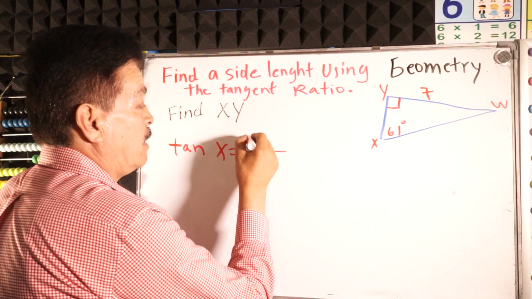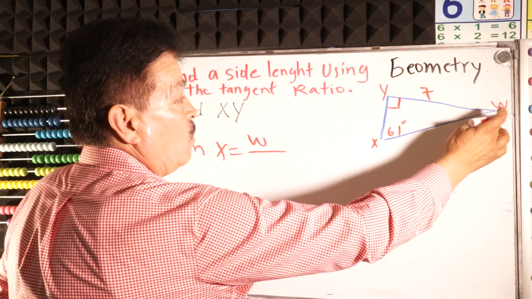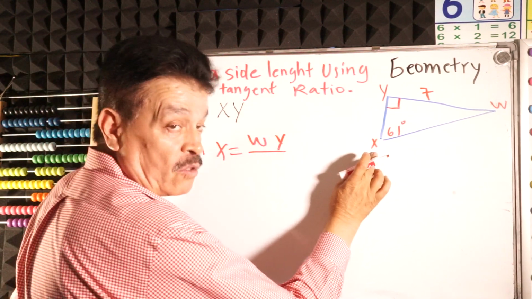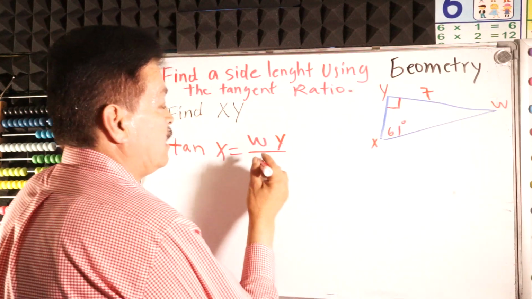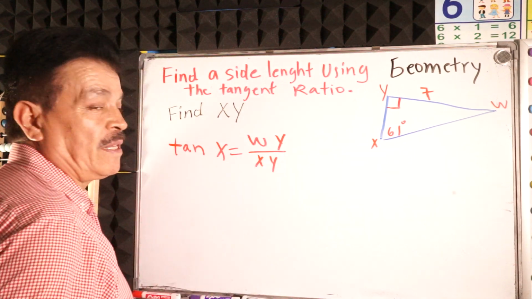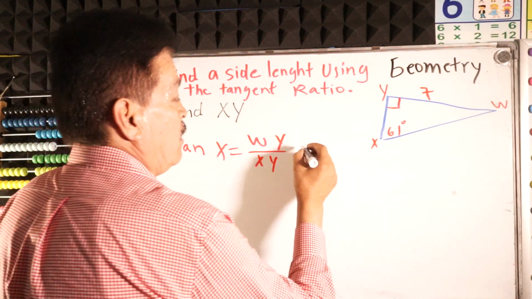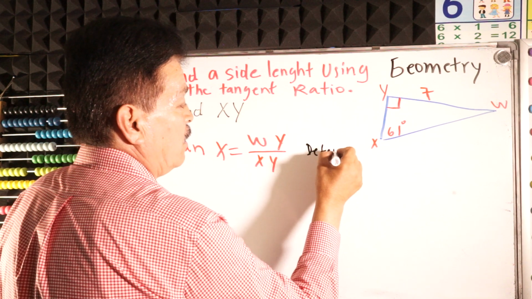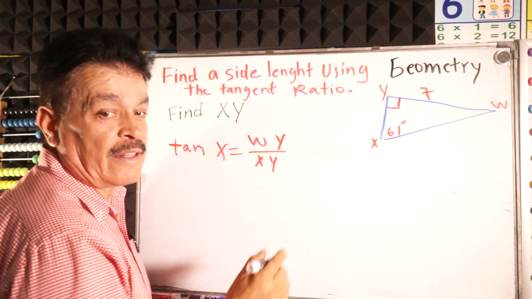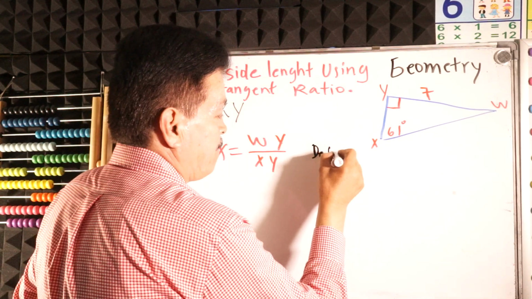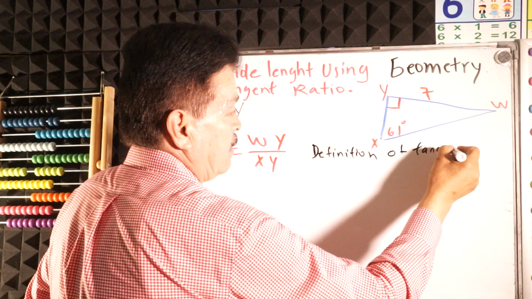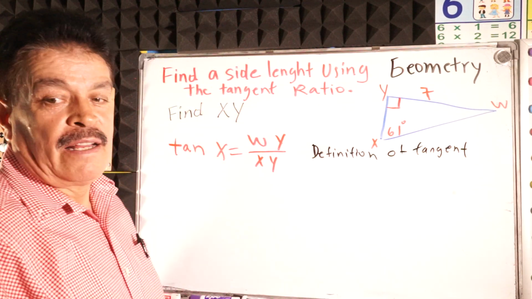In this case, we have W and Y, the opposite side here. This is the 61 opposite, divided by the adjacent. Where is the adjacent? XY. This is the definition of tangent. This is the first step.